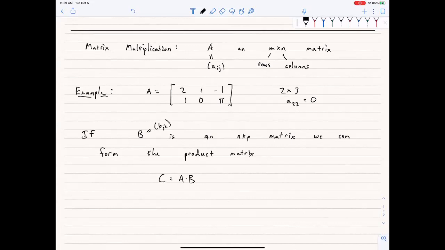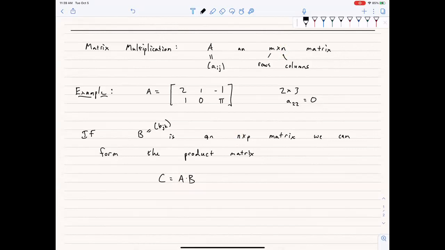Now, I want people that are not familiar with this to make a mental note. I can form this product here only because the number of columns of A is equal to the number of rows of B. If those two numbers are not equal, then there's no such notion, at least not a standard notion.